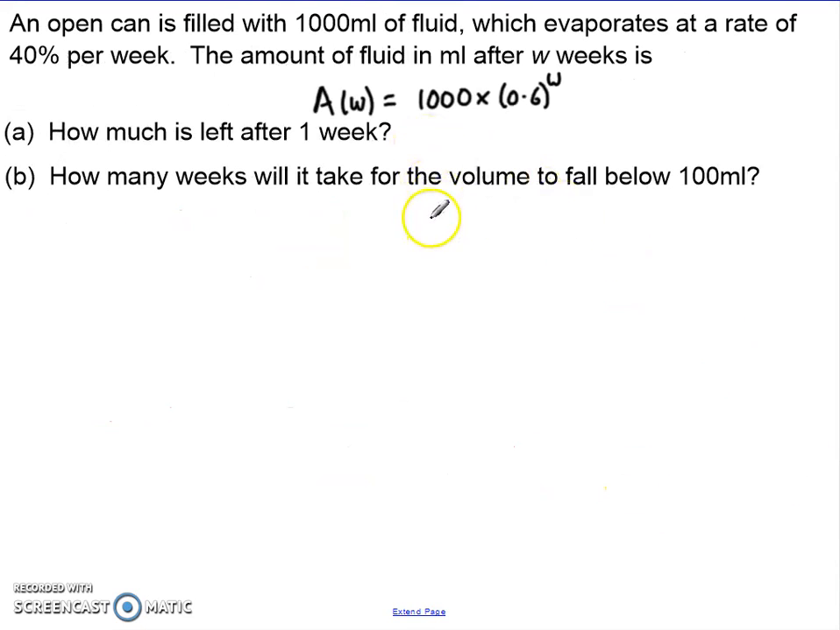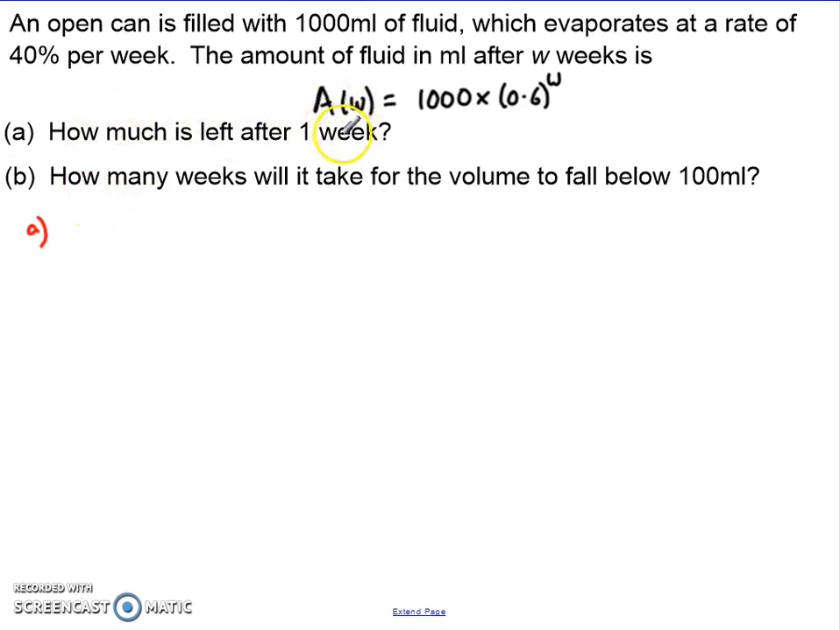Second question. An open can filled with 1,000 millilitres of fluid evaporates at that rate per week. There's your formula for after W weeks. We want to know how much is left after 1 week and how many weeks it would take for the volume to fall below 100 millilitres. Now this sort of one, evaporating from a scenario, is obviously an exponential decay function. So this is an exponential decay formula.